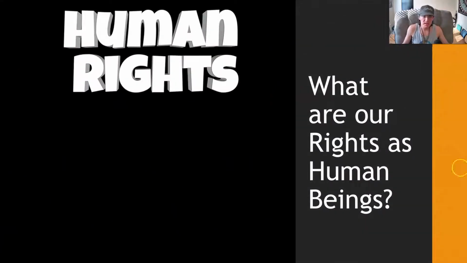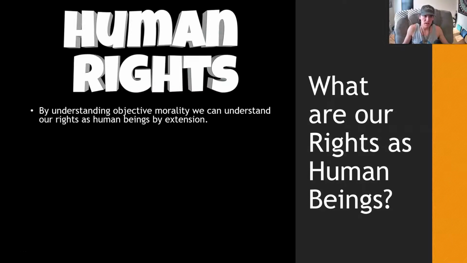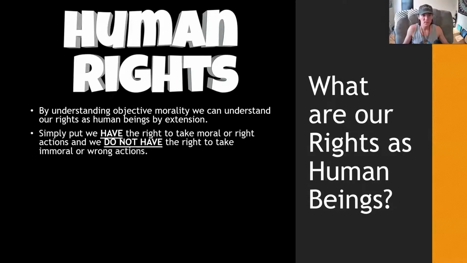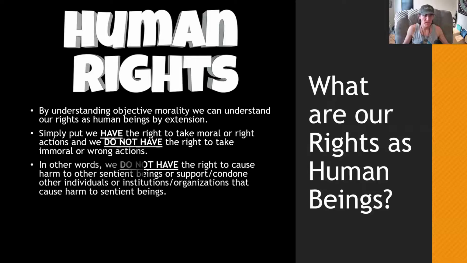So then this leads us into rights. What are our rights as human beings? By understanding objective morality, we can understand our rights as human beings by extension. Simply put, we have the right to take moral or right actions, and we do not have the right to take immoral or wrong actions. In other words, we do not have the right to cause harm to other sentient beings or support and condone other individuals or institutions and organizations that cause harm to sentient beings. Again, this is very simple to understand.